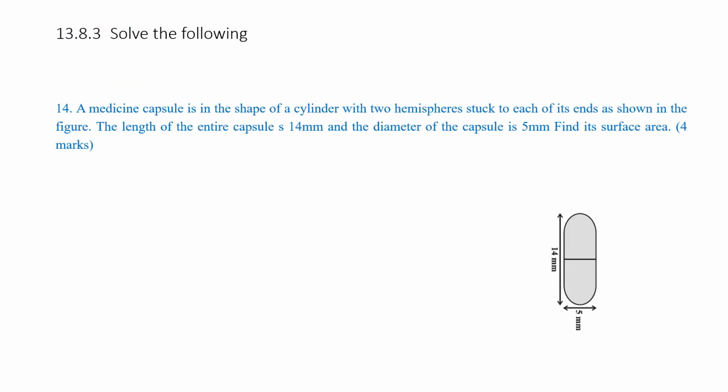Problem number 14. A medicine capsule is in the shape of a cylinder with two hemispheres stuck to each other as its ends, as shown in the figure. See, this is a cylinder. It has got two hemispheres. One is at the bottom and the other one is at the top. The total length of the capsule is 14 mm and the diameter of the capsule is 5 mm. Find the surface area of the capsule. They are given h is equal to 14, d is equal to 5. Therefore, r is equal to d by 2, that is equal to 5 by 2, that is equal to 2.5 mm. Therefore, radius is 2.5 mm.